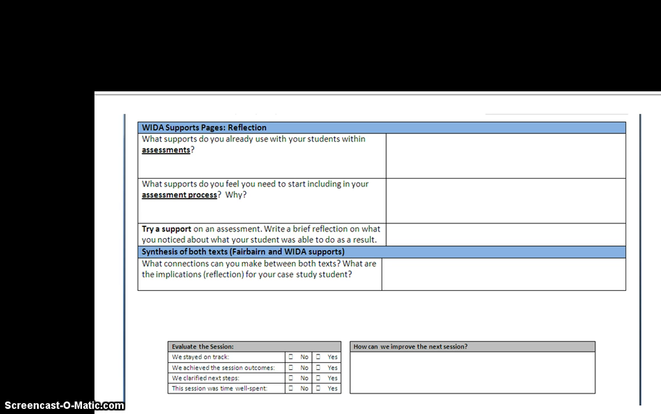Finally, at the end, synthesize both of the texts, Fairbairn and WIDA supports. Discuss the connections you see and any reflections for your case study student. Also, be sure to note at the end how this session supported you in your learning, and give us feedback on how we might improve future online sessions.